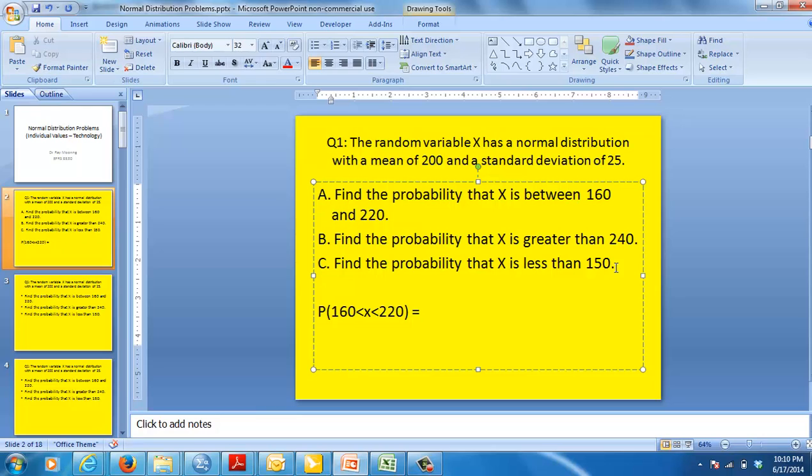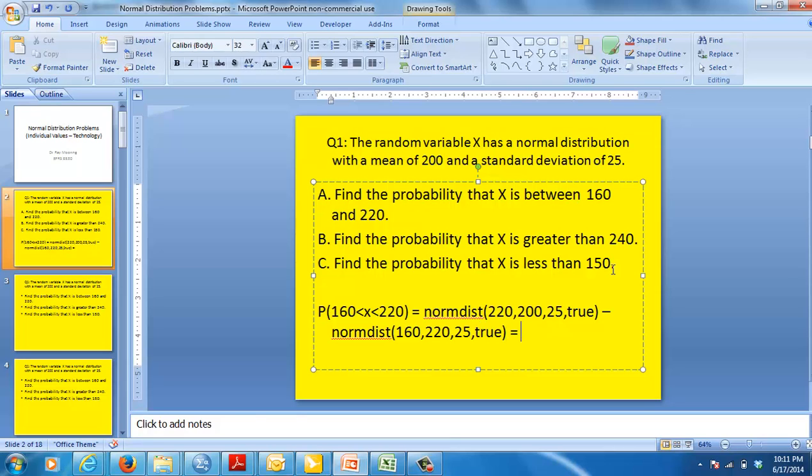Now, we have a normal distribution. It's not standard normal, so I need to do norm dist. The first value is what I'm interested in, which is 220. The second value is the mean, which is 200. And the standard deviation is 25. And true. This will give me the amount that's less than 220. And I have to subtract off the amount that's less than 160. So I'll set it up again: 160, 220, 25, true.